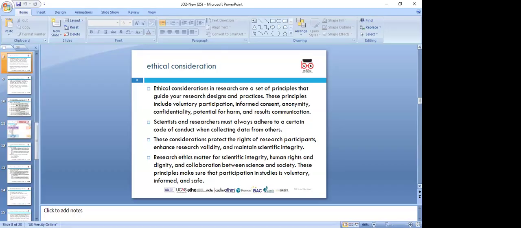Scientists and researchers must always adhere to a certain code of conduct when collecting data from others. These considerations protect the rights of research participants, enhance research validity, and maintain scientific integrity. Research ethics matter for scientific integrity, human rights and dignity, and collaboration between science and society. This principle makes sure that your participation in studies is voluntary, informed, and safe. Are we together? So I mentioned ethics, and this is what ethics means.